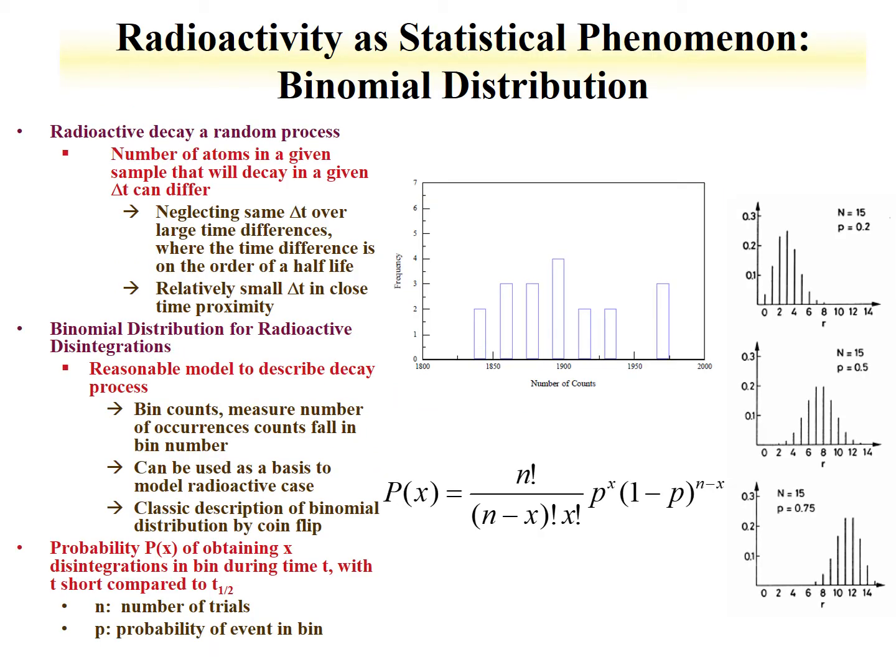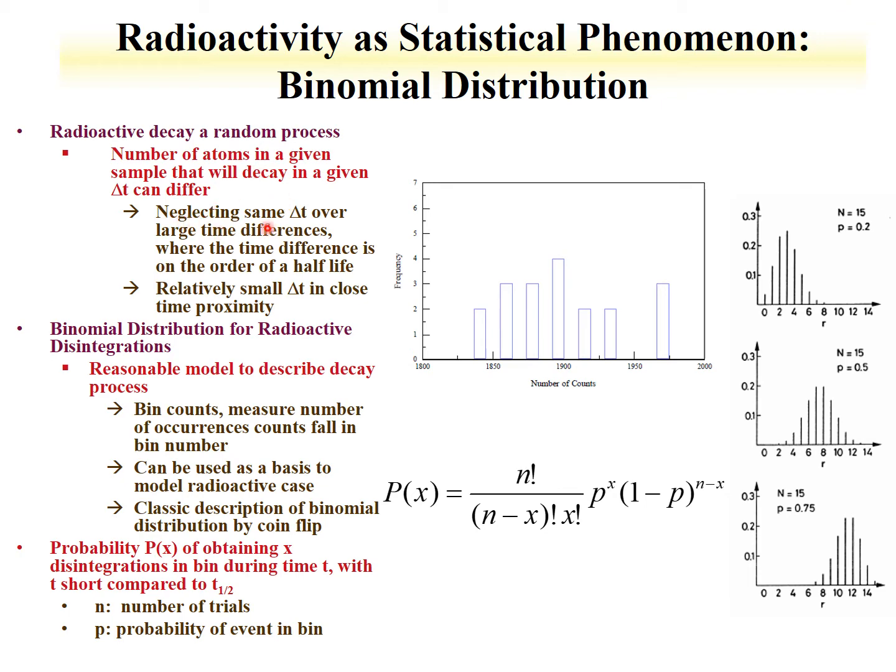As I stated earlier, the error in the counts can be found from the number of counts themselves. It's just the square root of the counts. We're going to go over in the next few slides how that's derived. So we've already discussed that radioactive decay is a random process. The number of atoms in a sample that will decay in a given time can differ because it's a random process.